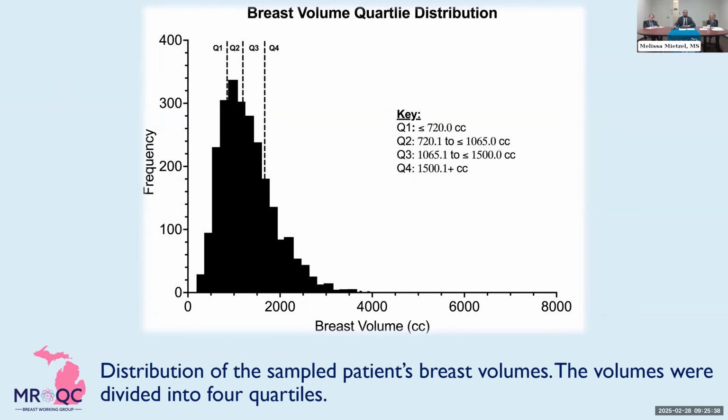So this is the breakdown of the breast volume. There were 4 quartiles that were introduced. Quartile 1 were patients with breast sizes less than 720 cc's. Quartile 2 was 720 to about 1065 cc's. Quartile 3 was 1065 to about 1500, and quartile 4 was above about 1500 cc's. All quartiles had roughly the same number of patients.